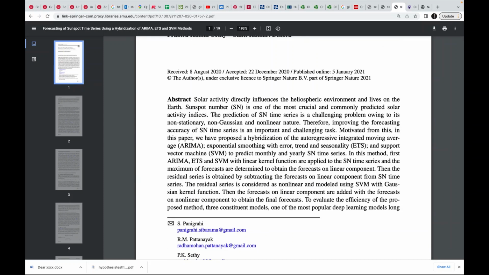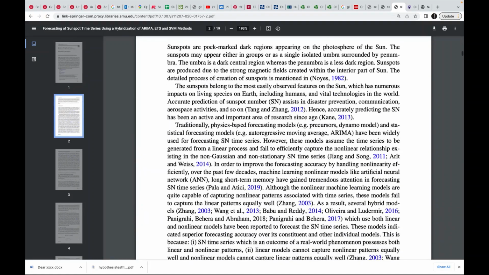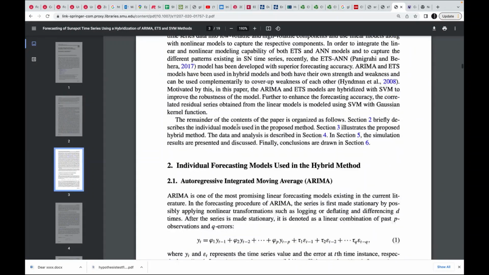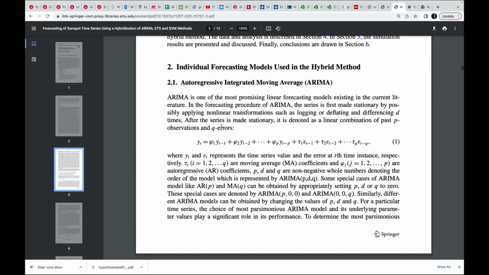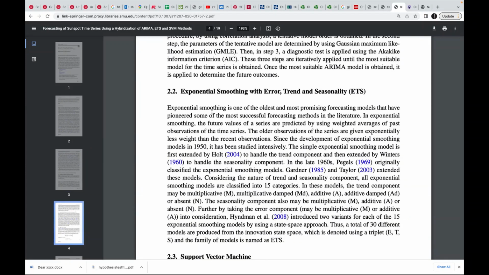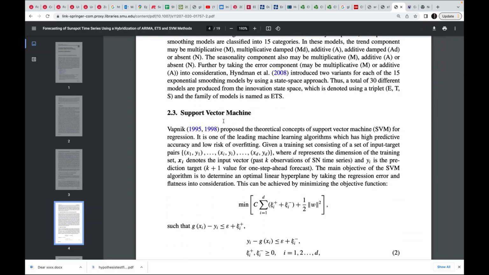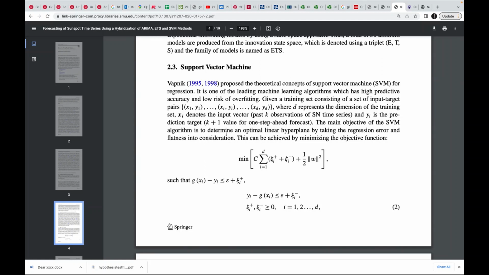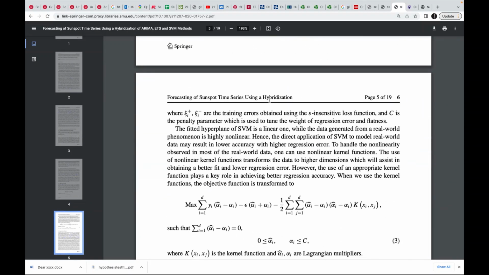Throughout the article, SN will stand for sunspot number, but of course we'll have a little introduction here talking about how important sunspot data are. And here we have a breakdown of the ARIMA model that we're very familiar with, and of the ETS exponential smoothing model we're very familiar with. If you want to do some extra reading, right here in the article is the support vector machine information. Again, YouTube, lots of books. It's a very popular data science model that's being used here in this hybridization.